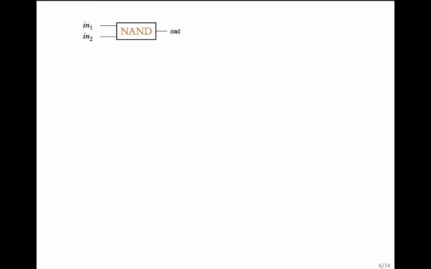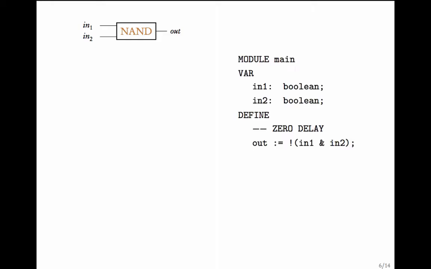This is a simple NAND with two inputs. Let us now describe this very simple circuit using NuSMV. Module main. There are two variables in1 and in2. We have assumed that there is a zero delay here. That is, out is determined as not of in1 and in2 immediately with zero delay. So we use the define keyword.